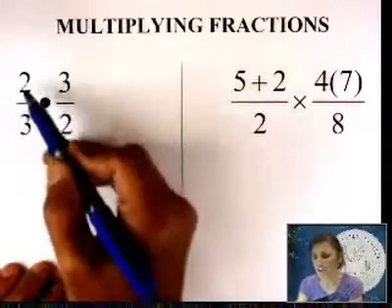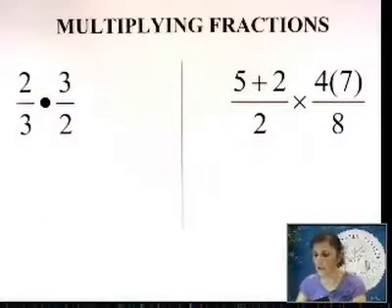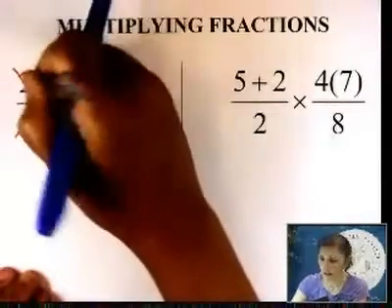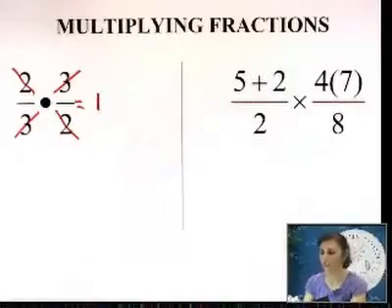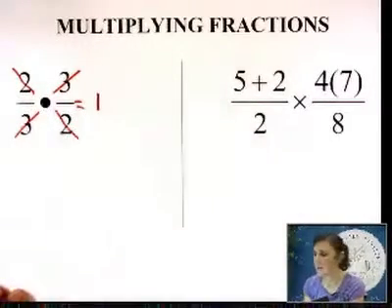When I have a fraction like 2/3 times 3 over 2, I am allowed to cross out something from the top and something from the bottom. And guess what? I have now one left. So make sure that anything on the top that's matching, I can cross them out.